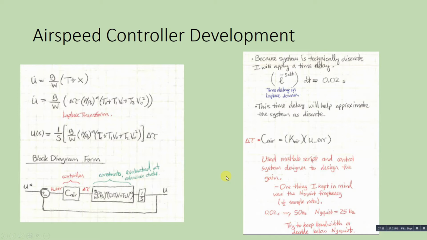One thing to keep in mind is that the Nyquist frequency, which is 1/2 the sampling rate, was 25 Hertz. I wanted to keep the bandwidth below the Nyquist frequency, and generally a rule of thumb is to divide that by 10, take it a decade lower. So I tried to keep all the frequencies below 2.5 Hertz, or the bandwidth. I tried to keep the bandwidth below that.